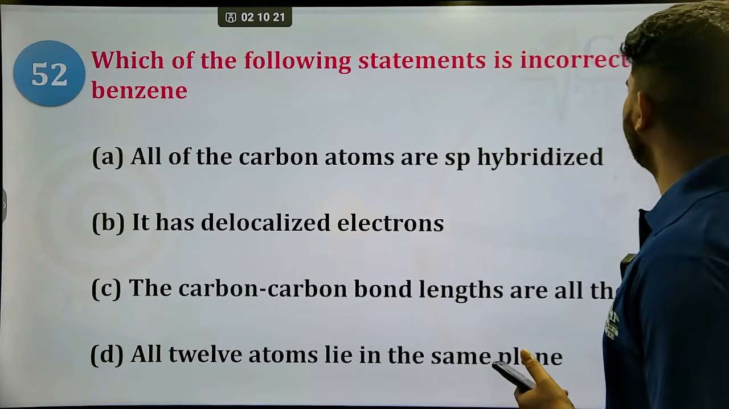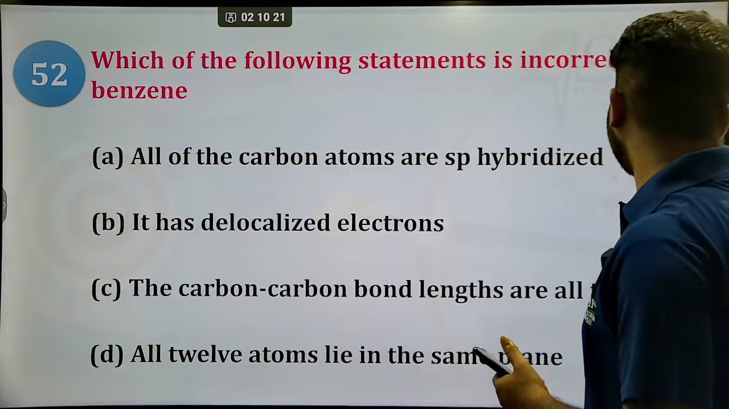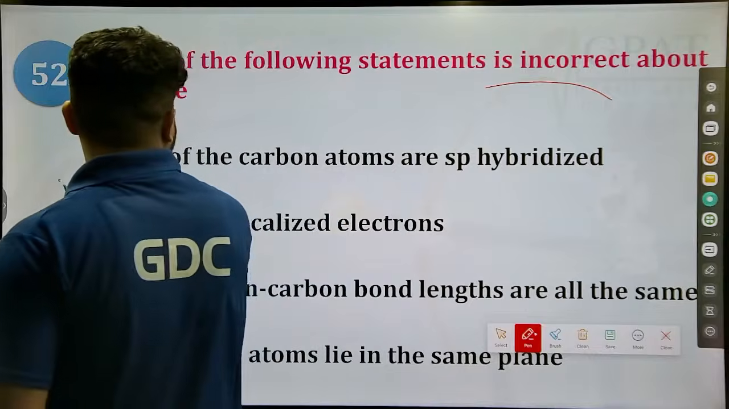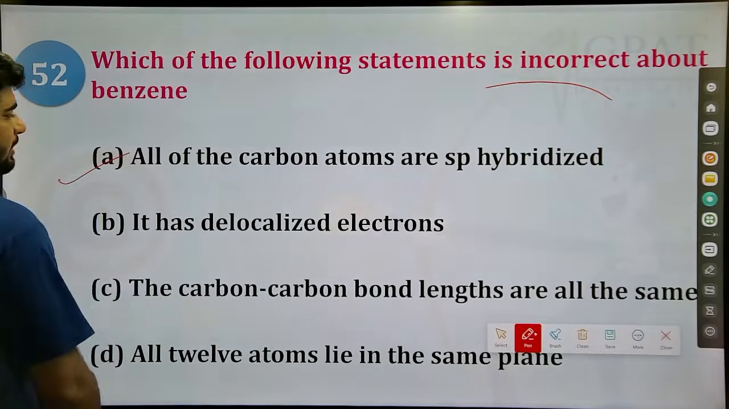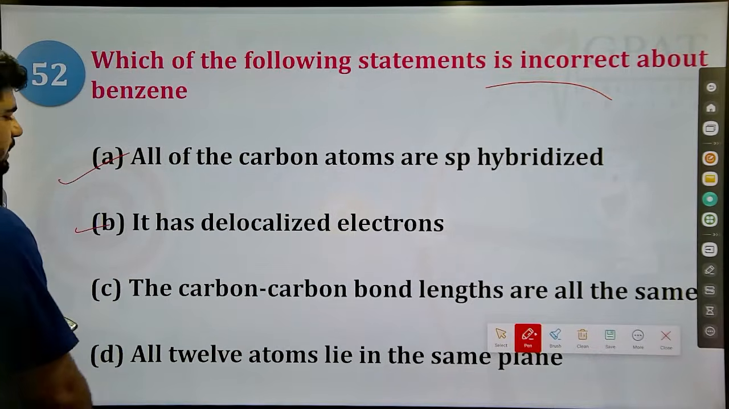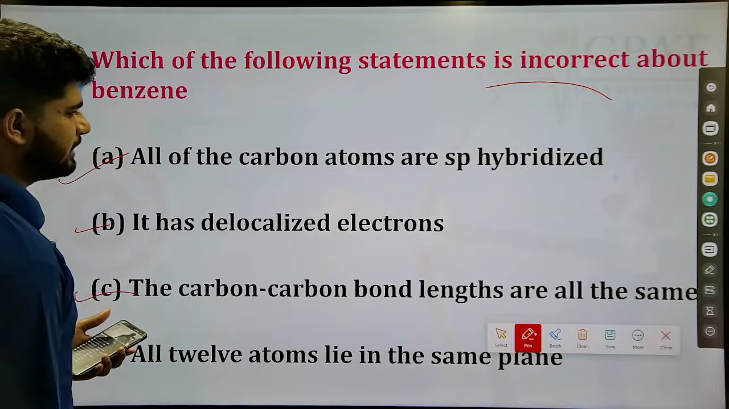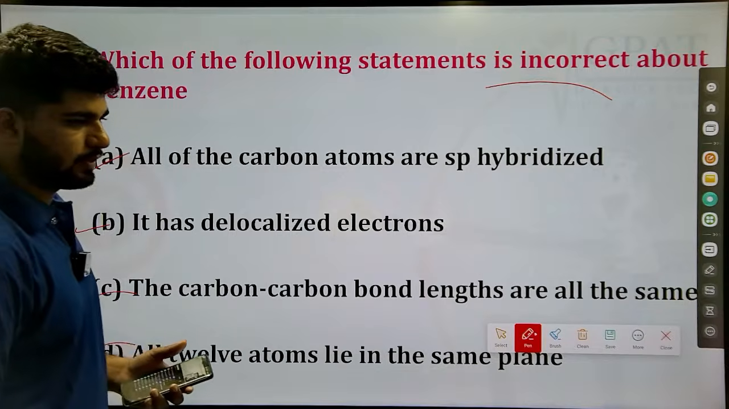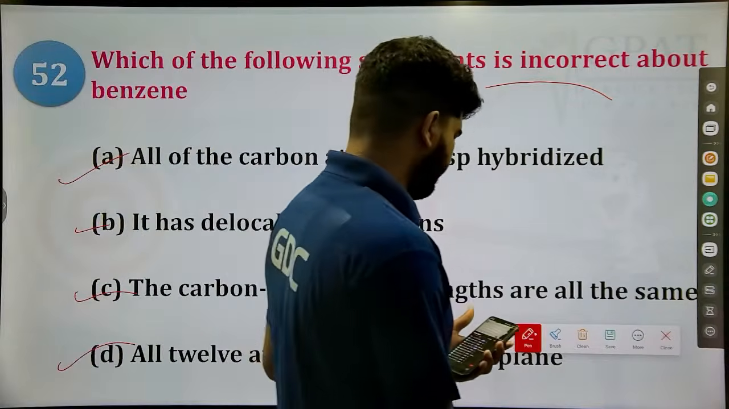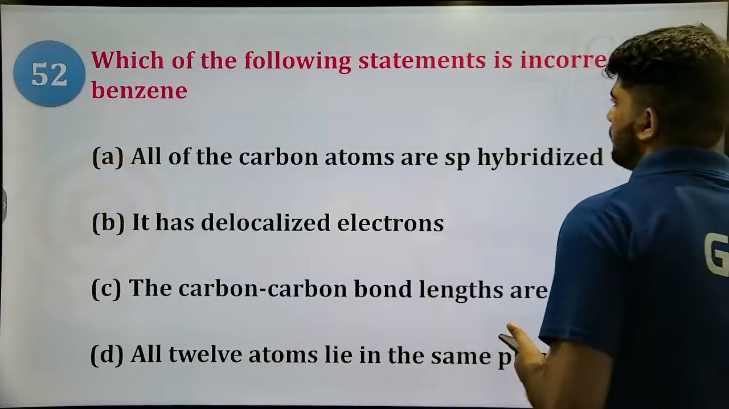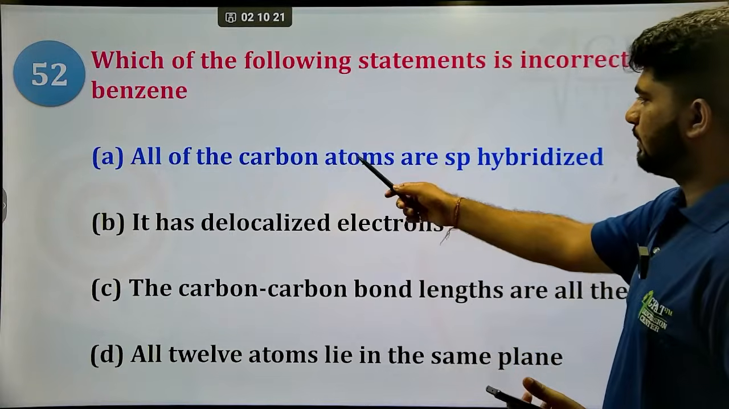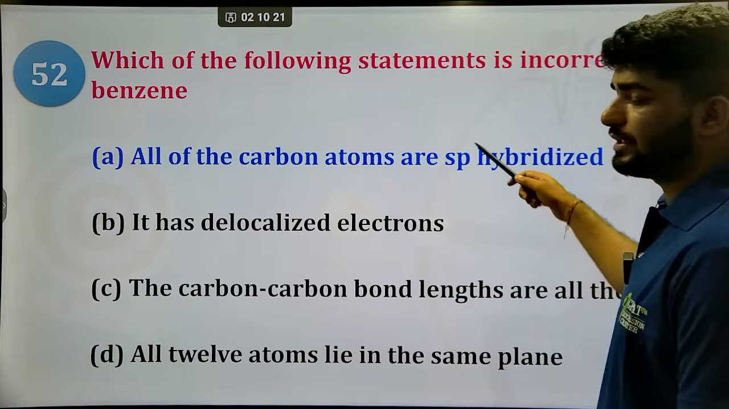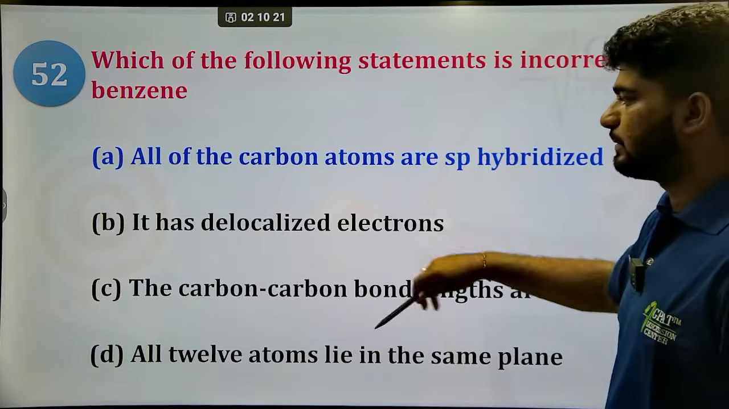Now, which of the following statements is incorrect about benzene? All of the carbon atoms are sp hybridized. It has delocalized electrons. The carbon-carbon bond lengths are all the same. All 12 atoms lie in the same plane. Incorrect is that all carbon atoms are sp hybridized. These are sp2 hybridized, not sp hybridized.